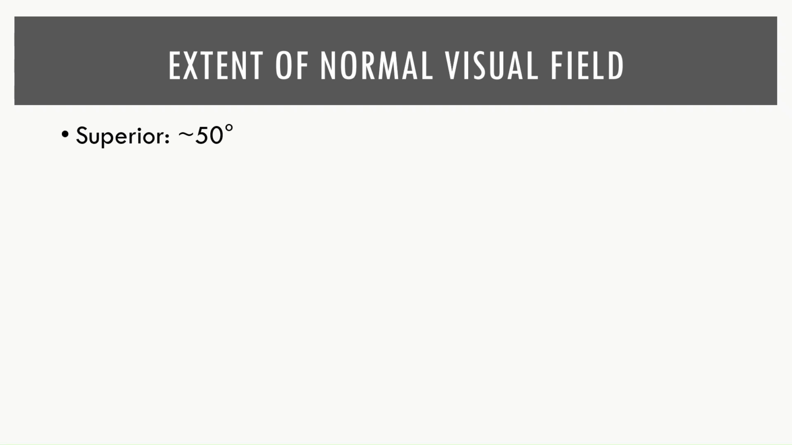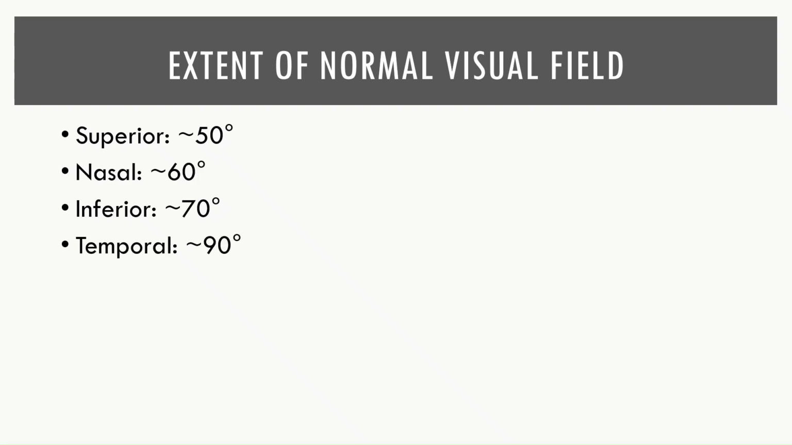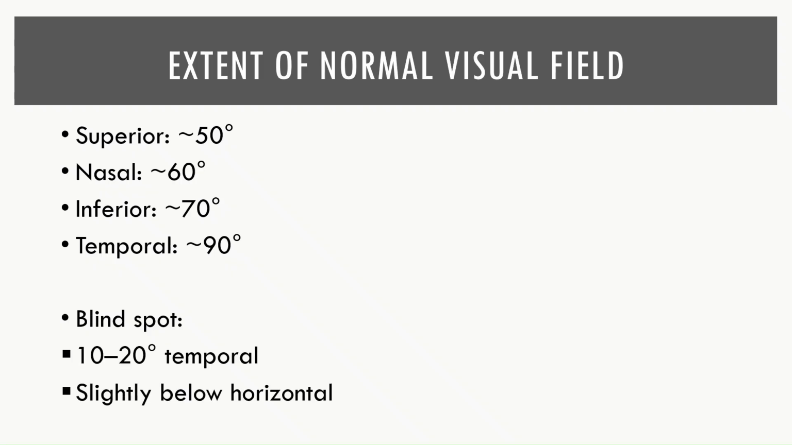The visual field extends 50 degrees superiorly, 60 degrees nasally, 70 degrees inferiorly, and 90 degrees temporally. The blind spot corresponds to the optic disc, temporal and slightly inferior.